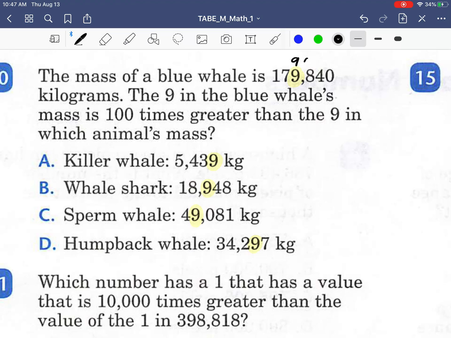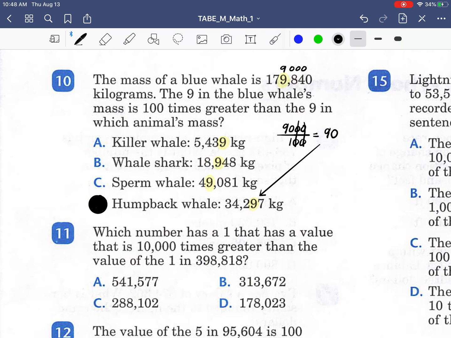So this is 9 in the thousands place. And we're going to break that down by 100 times. Because the animal that we're looking for is smaller than the blue whale. We're breaking it down. So cancel out your zeros. 90 divided by 1 is 90. So the one that would fit a 9 in the tens place is right there. We want to go with this answer. These are kind of brain benders. The way the questions are worded, you really have to think and you really have to read carefully.